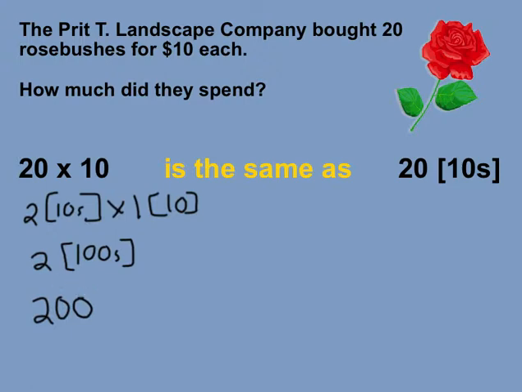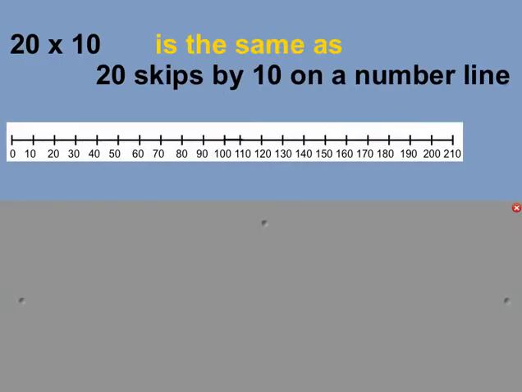So my answer should be $200 that they spent total. We can think of this also on the number line. 20 times 10 is the same as 20 skips by 10 on a number line. Here's 0. Let's do 20 skips by 10. Notice that each of my hash marks have a 10.